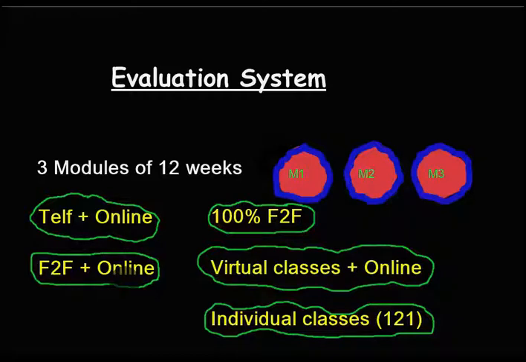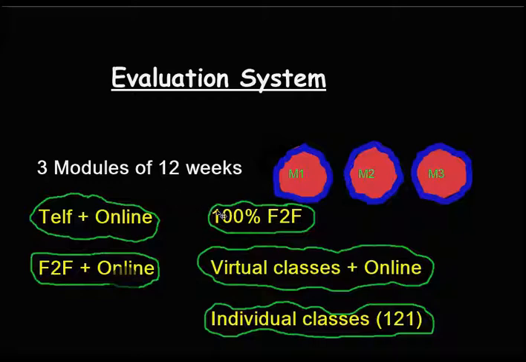Scores to the website. So, evaluation system. On our courses, we've got 3 modules of 12 weeks. So we've got Module 1, Module 2, Module 3. They've all got 12 weeks. We've got different combinations on our courses.